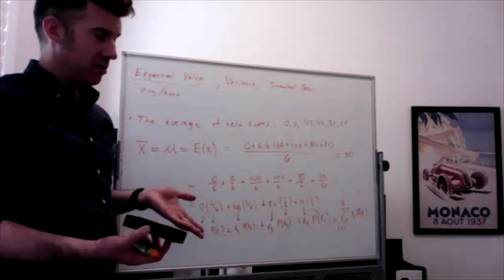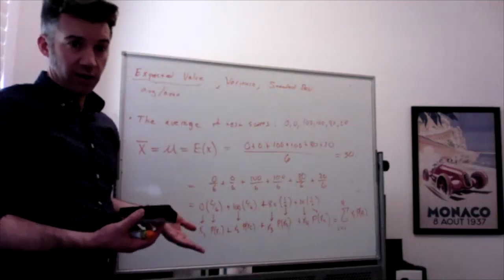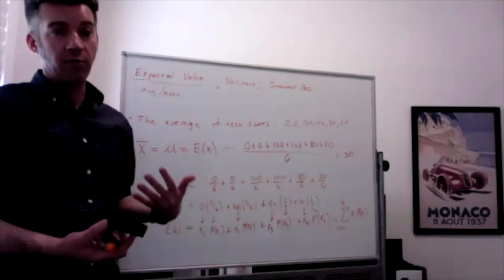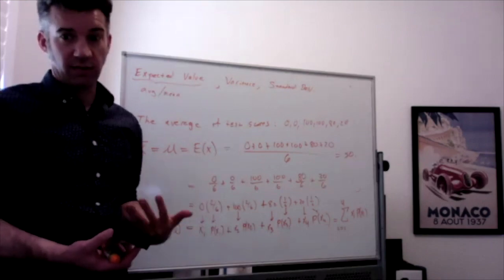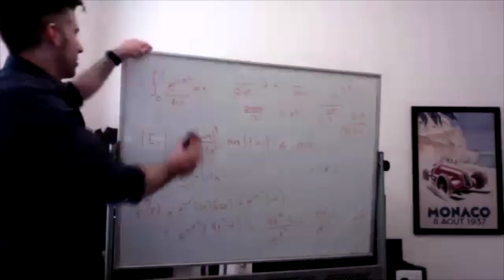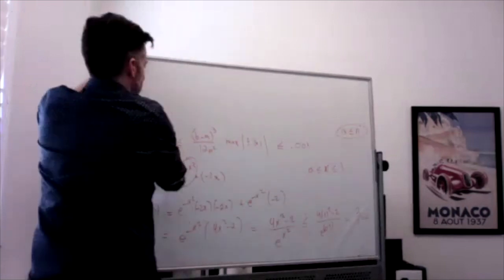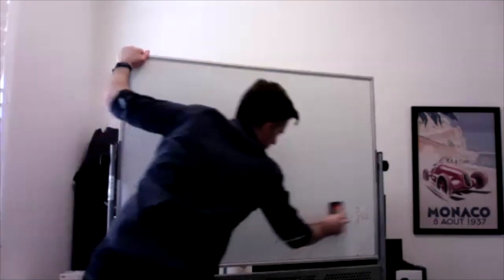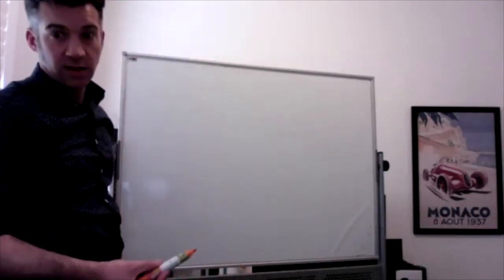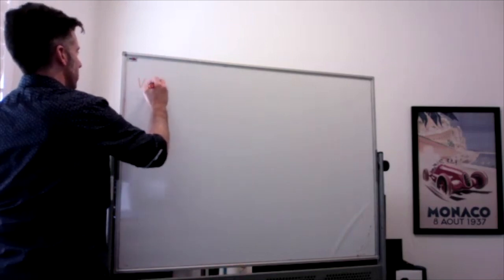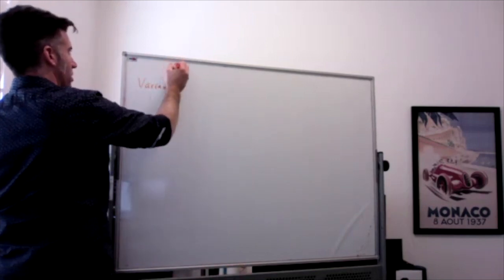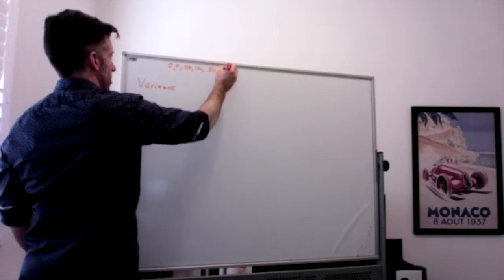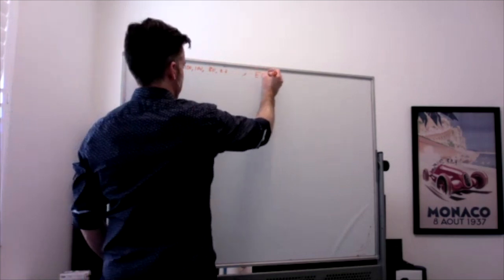Variance, the word literally means how much varying there can be, is a measure of how much variation there is from your calculated average or expected value. So here's how we calculate variance. For the same example, where our scores are 0, 0, 100, 100, 80, and 20, the expected value we just found was 50.